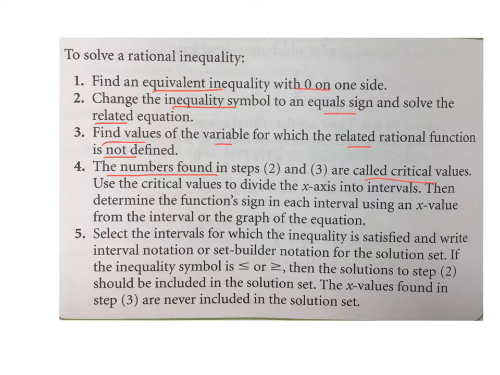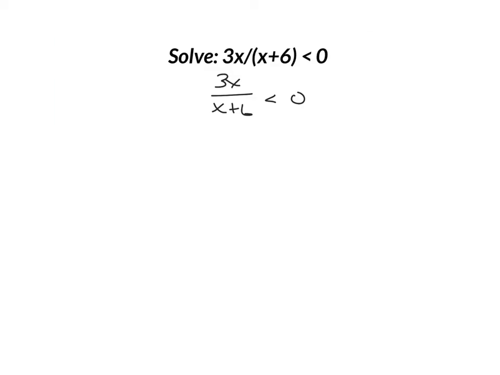So numbers that make our denominator 0 and also the solutions to the related equation are going to be called critical values. We're going to use those to divide the x-axis into intervals like we did yesterday. Then we're going to find the function sign on each interval and then find the answer. Select the intervals for which the inequality is satisfied and write interval notation, or set builder, we'll do interval notation, and we'll be done.